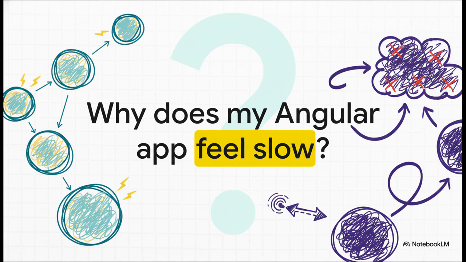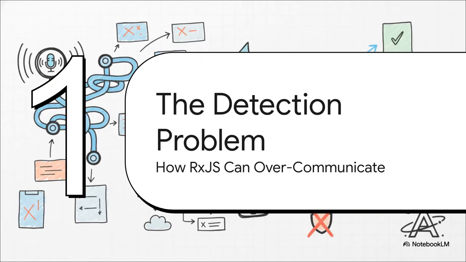I bet every single one of us has asked this question at some point. Why? Why is my Angular app feeling so sluggish? It's super frustrating, right? And you know what? A lot of the time, the culprit is hiding in plain sight, deep inside one of Angular's core mechanisms, change detection. So let's dig into that change detection problem.